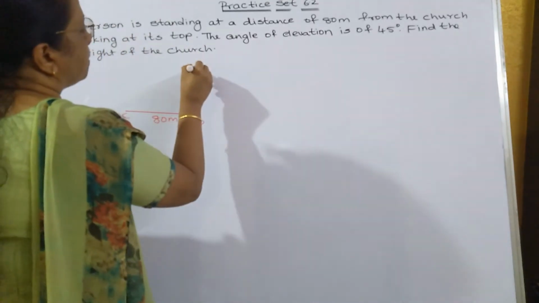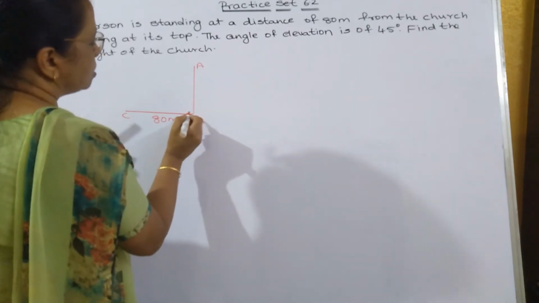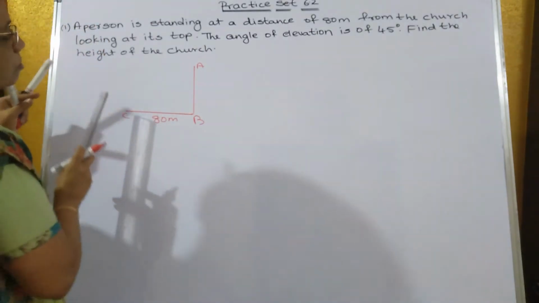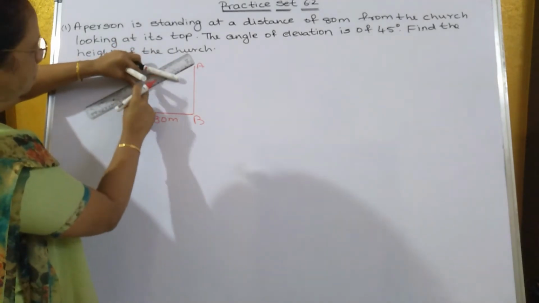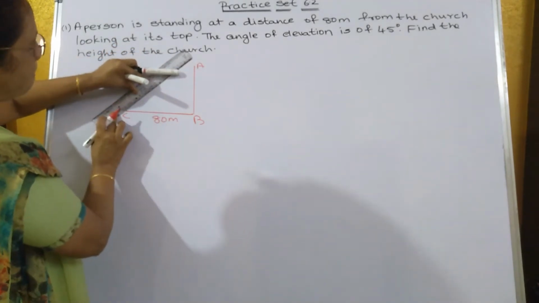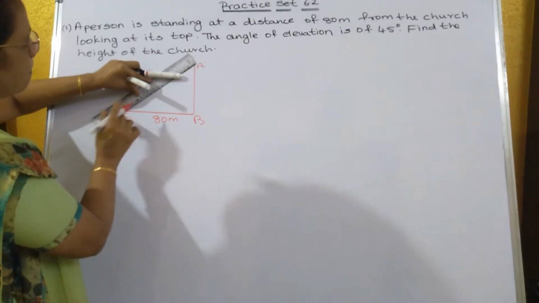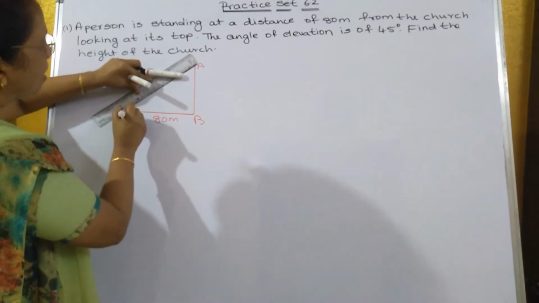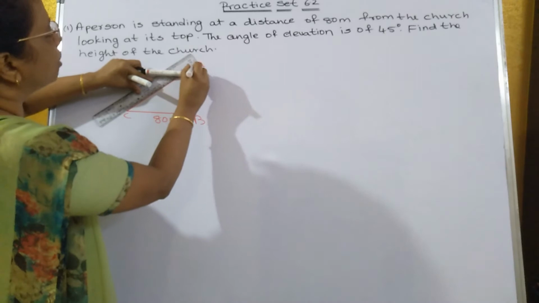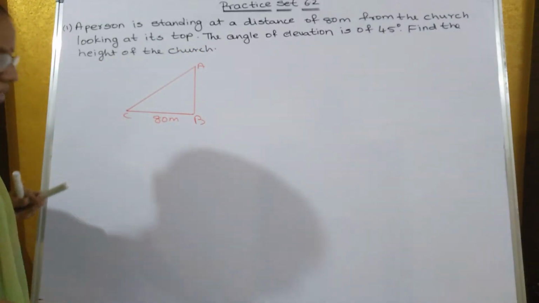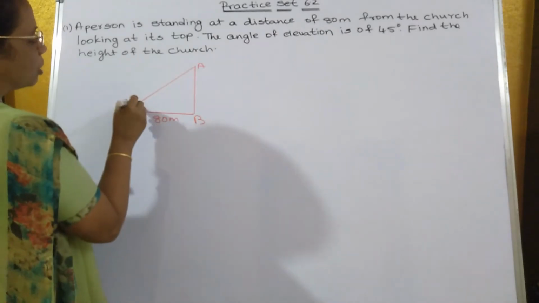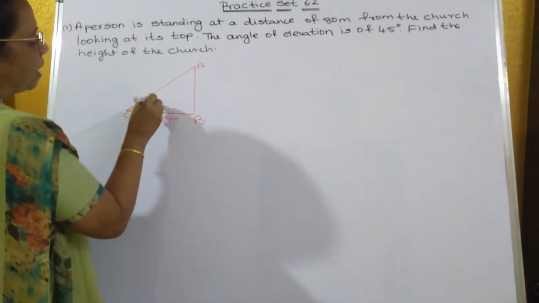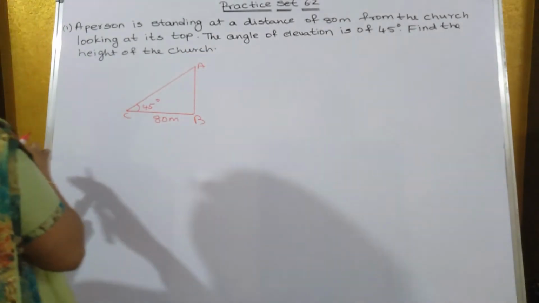So AB is the height of the church and C is the position of the person, and he is looking at the top of the church. We have to find out the height of the church. And the angle of elevation made by the observer while looking at the top is 45 degrees. So we have to find out the height of the church.